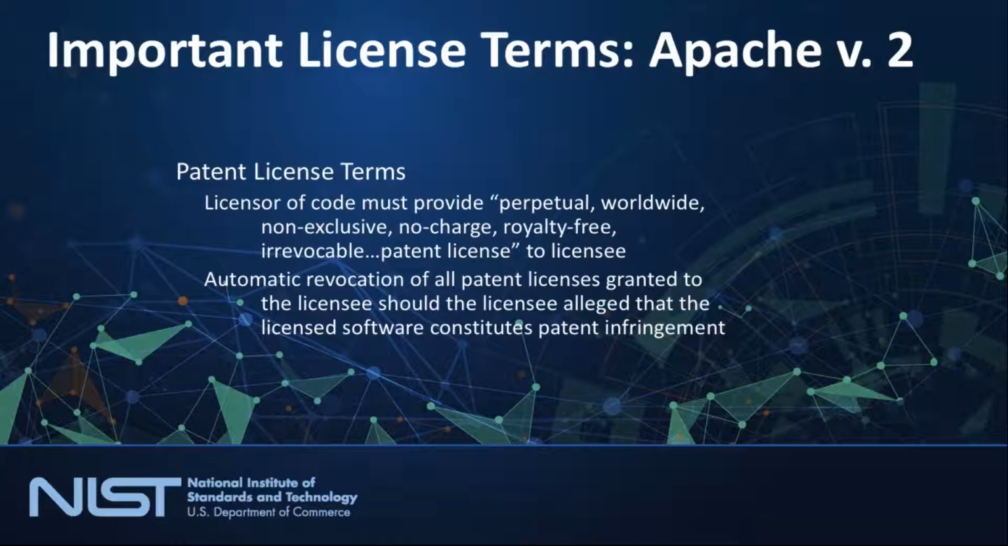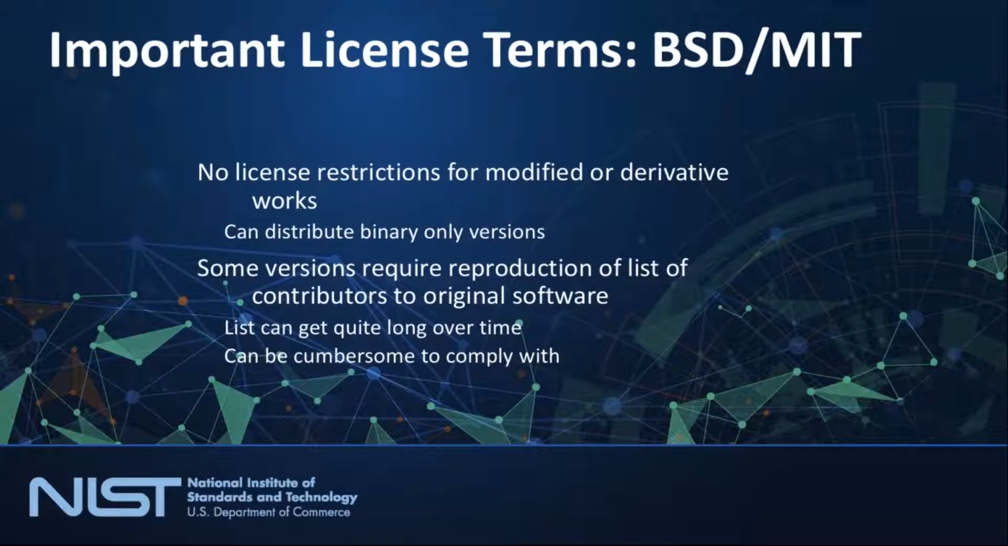So BSD and MIT licenses, I mean, MIT is sort of the least restrictive, I guess I would say, of the licenses. There are no restrictions under either of these formats for modified or derivative works. You can distribute, you're allowed to distribute binary only versions. Some versions of these licenses require reproduction of the list of contributors to the original software. Most all of these licenses, incidentally, will require attribution. Some of them don't, but some of the versions, and I don't believe that MIT does, the basic one does, but some versions that are out there require that, and that can create compliance issues for you.